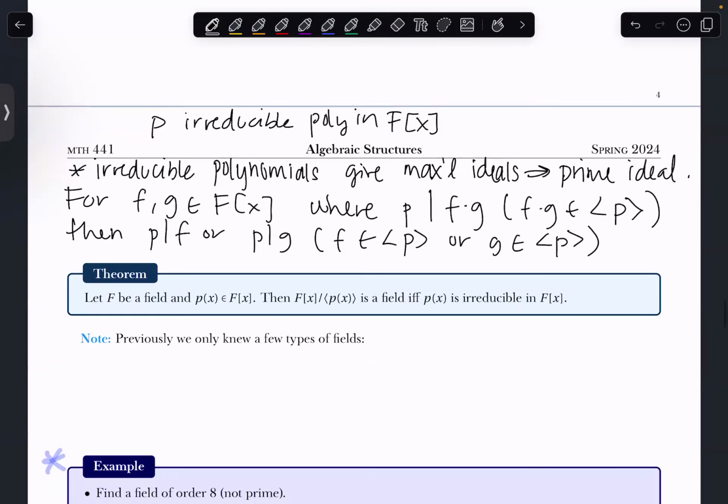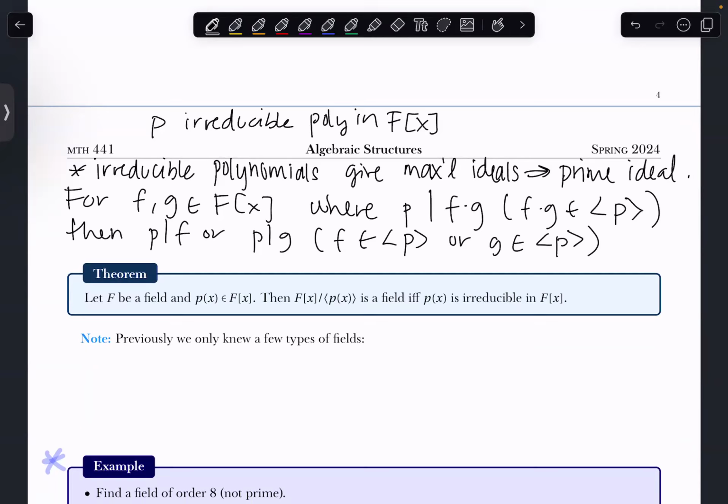Okay, and really this theorem is just like an application of the last one, with the fact that we know if I have a maximal ideal inside of a ring that's commutative with unity, then when I mod it out, I should get a field back out, right?